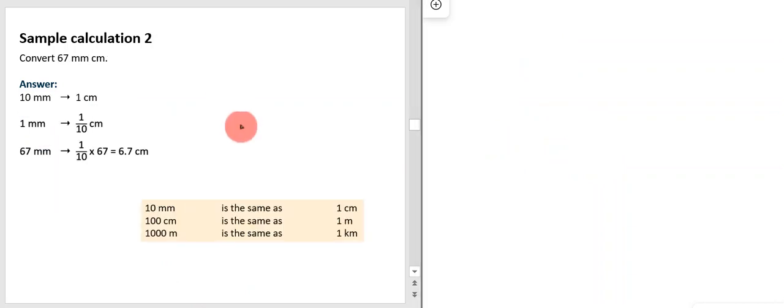So the next example is to convert 67 millimeters to centimeters. So again, we're going from millimeters to centimeters. So what we're doing is we're going from a small unit, millimeters, to a big unit. So when you're going from small to big, you'd expect the answer to be a smaller number. So what we're being asked to do is, if we have 67 millimeters, how many centimeters do we have?